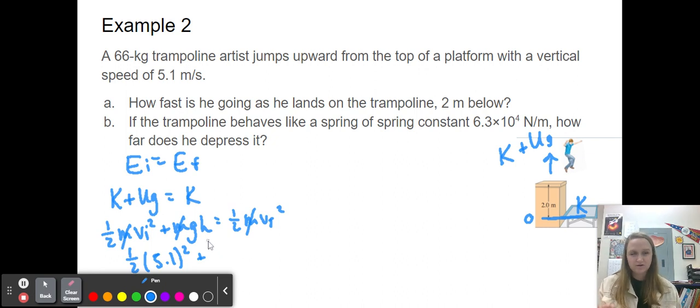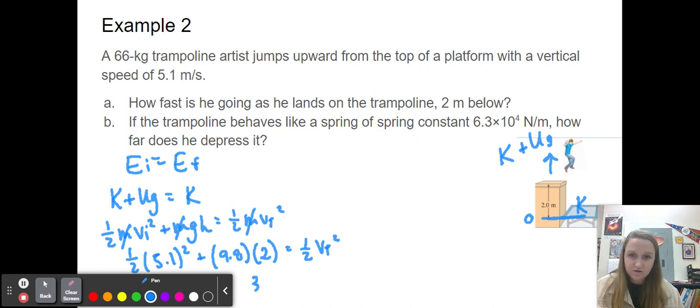because that velocity gets squared. And if he's going up at 5.1, when he comes back around and goes downward, he comes up at 5.1. By the time he's coming down, it'd also be 5.1. So that number is not super important if it's positive or negative. Times 9.8 times 2 equals 1/2 vf squared. Again, I am anticipating this number to be greater because he should speed up as he falls. So 1/2 times 5.1 squared plus 9.8 times 2.